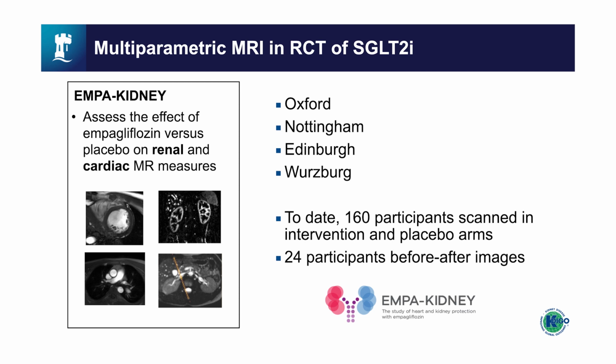So the EMPA kidney trial has an MRI sub-study led by Richard Haynes and Parminder Judge, incorporating investigators from Oxford, Nottingham, Edinburgh and Würzburg. And to date, 160 patients who've been randomized have been scanned on drug, and there's a potential for another 80 patients who've already been consented to have this done.